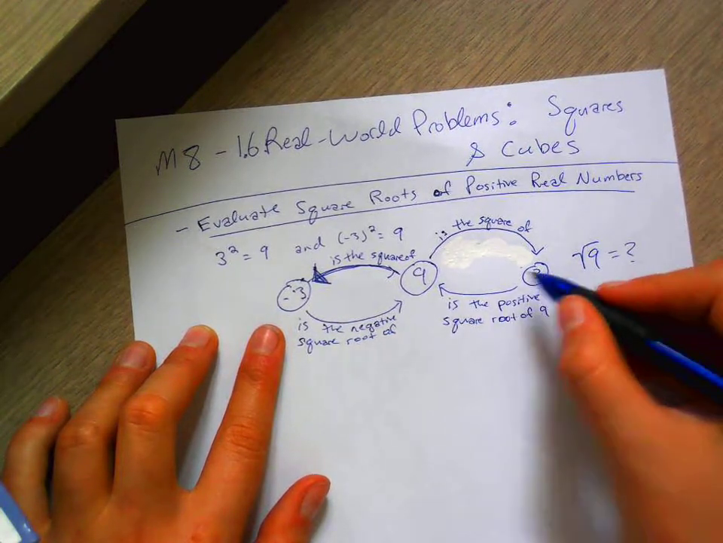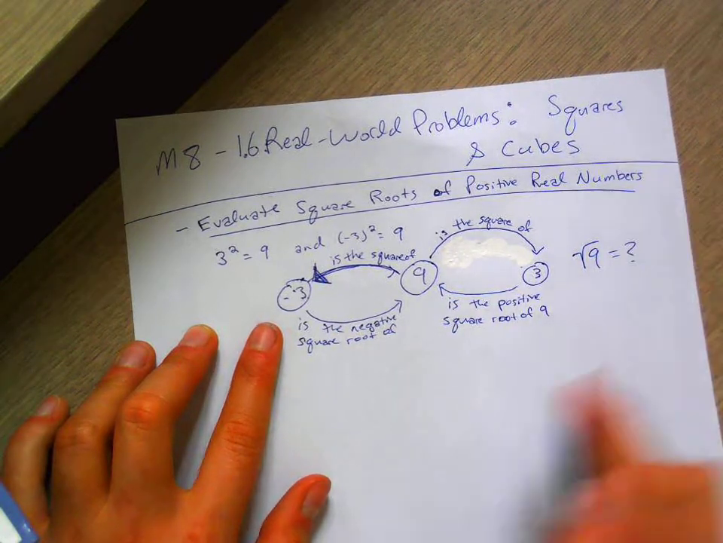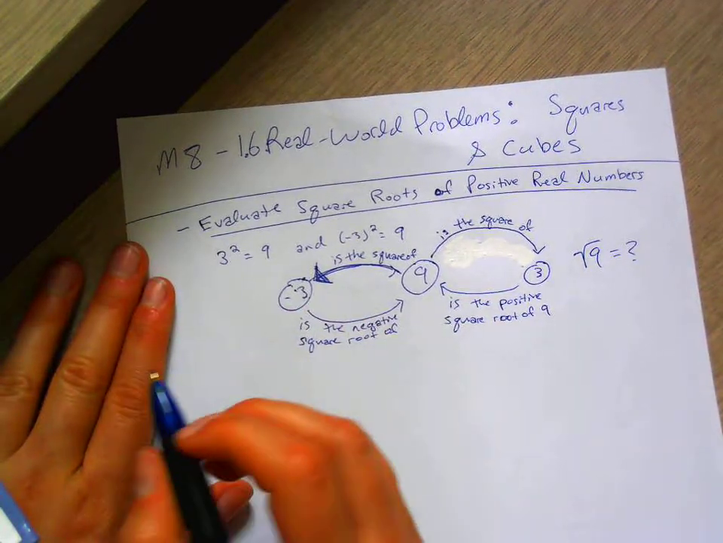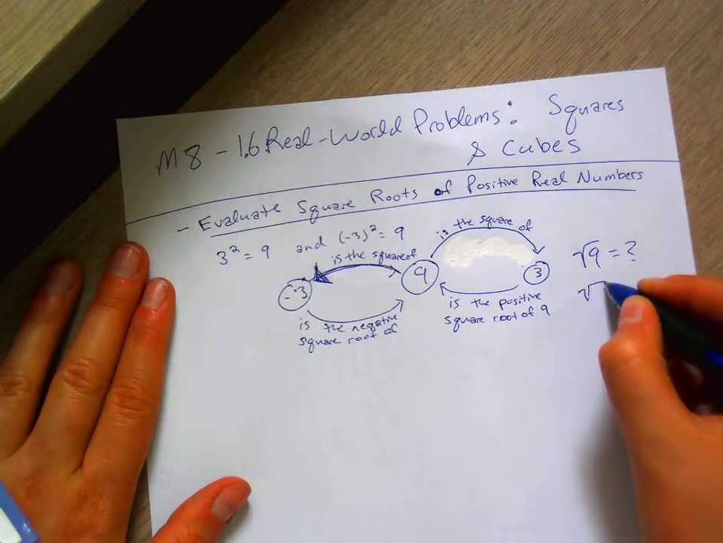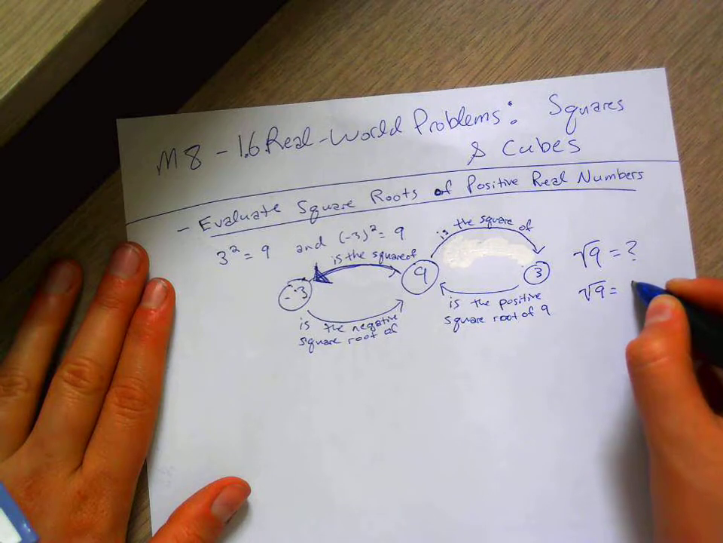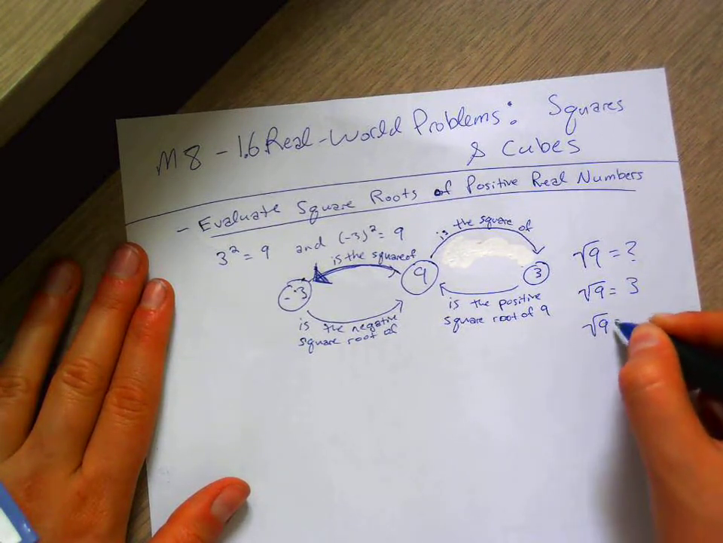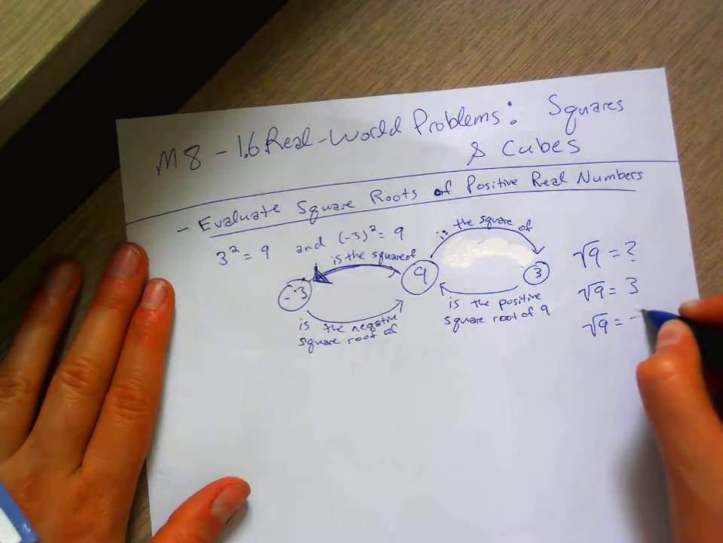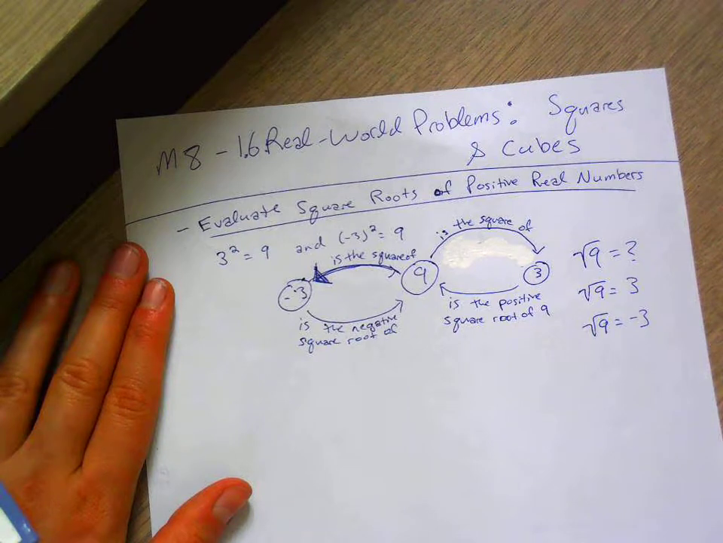Is it 3 or is it negative 3? And this is how we're going to find out. There are two ways you can write it. We could say, what is the positive square root of 9? And to write this one, you could write square root of 9 equals 3. That's the positive square root of 9. But we could also say the negative square root of 9 is negative 3. So this has two potential answers.